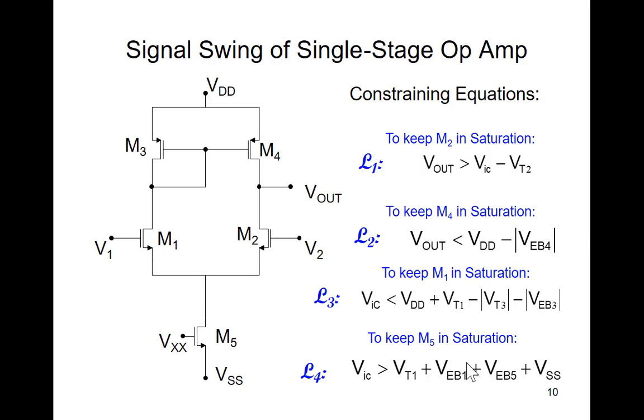Okay. To keep M1 in saturation, VDS, this voltage minus VSS, has to be bigger than V in common minus VSS minus VTH. VSS has to cancel again, and we get this equation. And finally, to keep M5 in saturation, we have this equation. If you look at those 4 equations in the V in common, V out plane, they're all what?